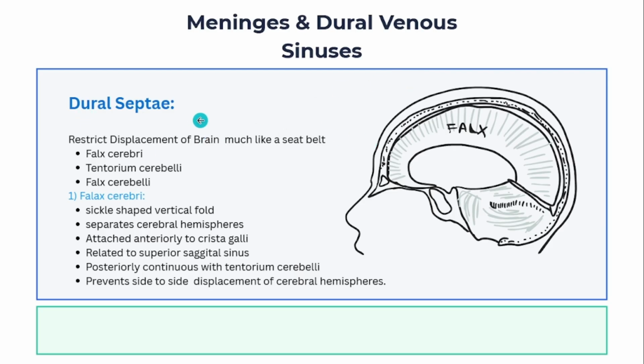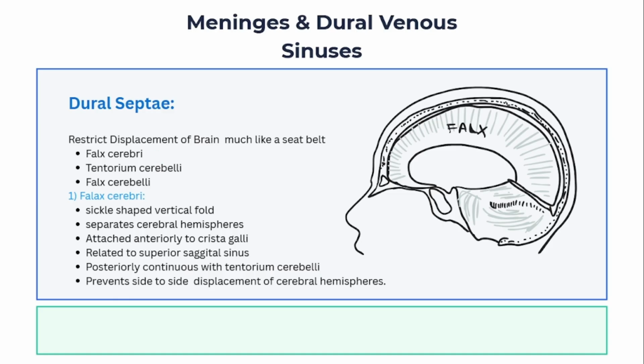Next is the dural septa. Dural septa are basically folds in the brain that restrict the displacement of the brain, much like a seat belt. They hold the brain in position and prevent side-to-side movement, like a seat belt fixes all things in one place and doesn't let them move. So the dural septa function is the same.